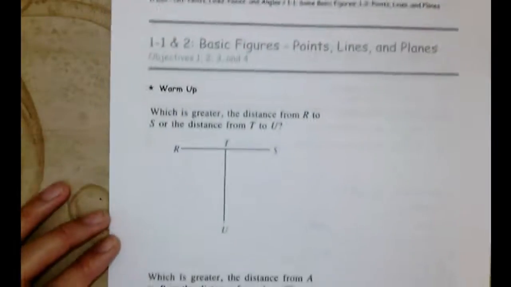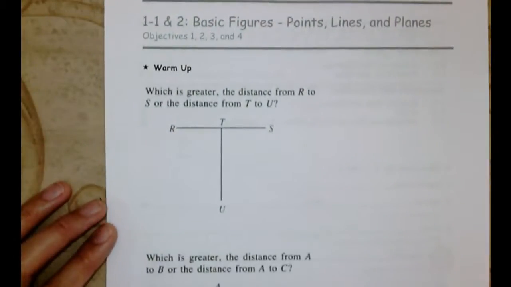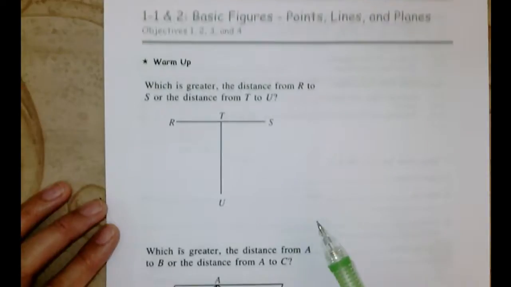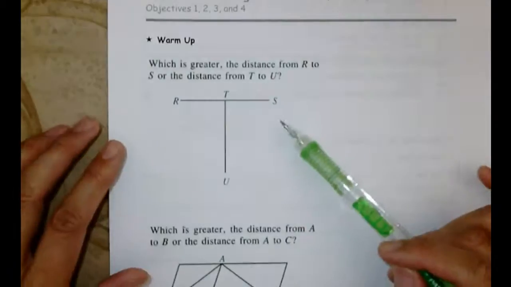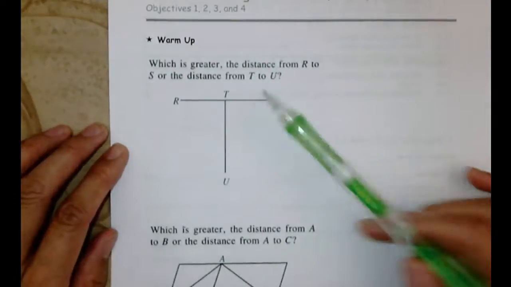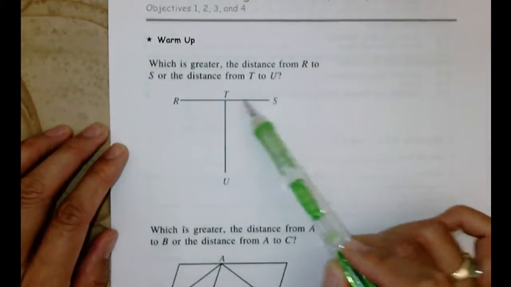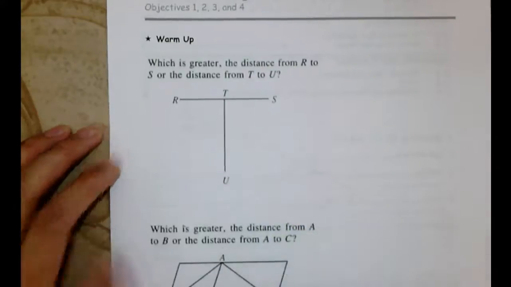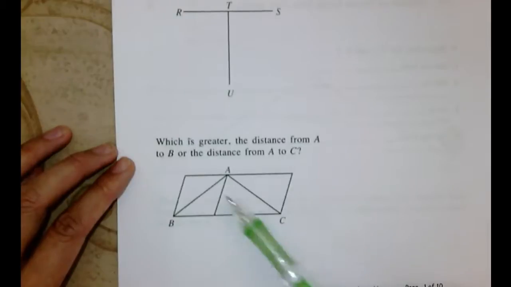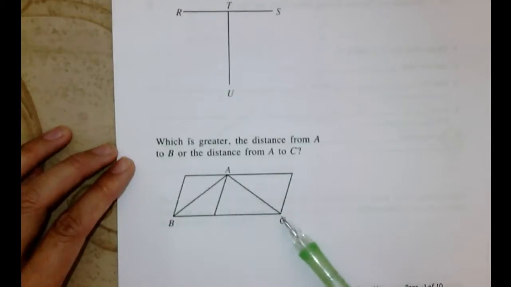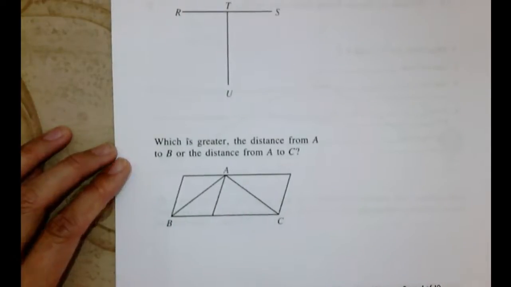So the first problems, here are the warm-ups. I want you to stop the video, and without any measurement, think about which one is longer, RS or TU, just visually. And also think about which one is longer, from A to B or A to C. Stop the video and come back.